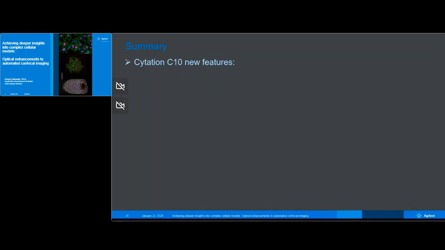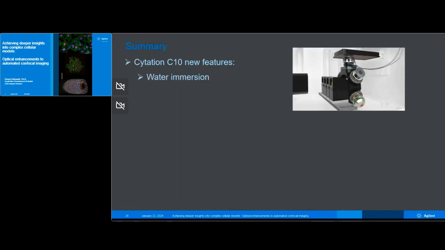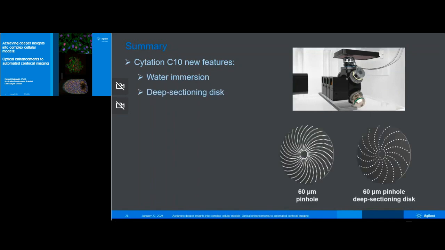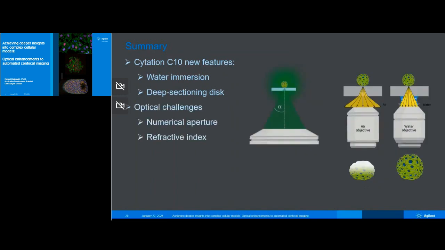So to summarize, we've introduced some new features of the Citation C10. The water immersion with automated high throughput capabilities, the deep sectioning disk, which allows you to image thicker samples with much more clarity. These 2 features address 2 different optical issues, the numerical aperture and the refractive index.